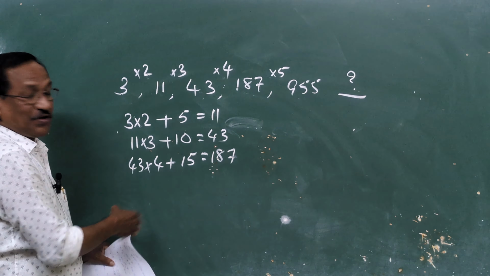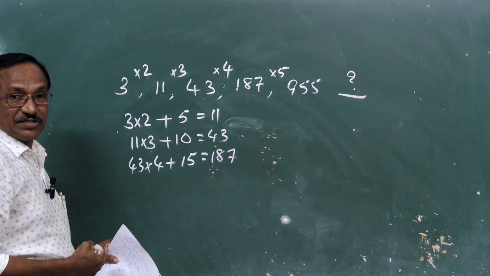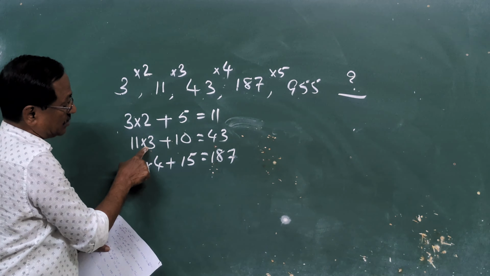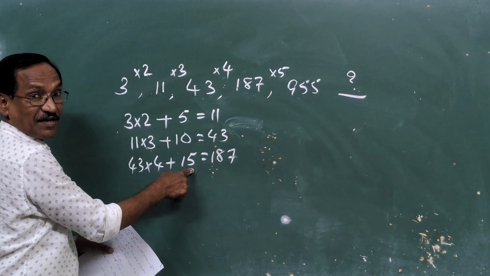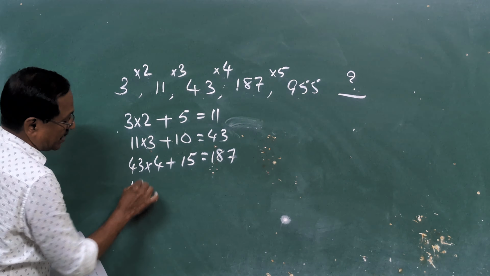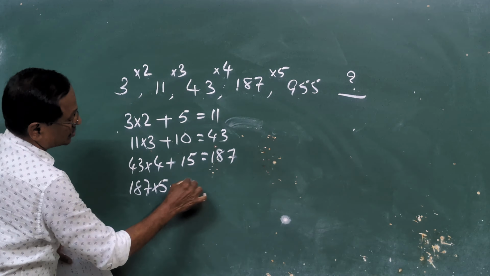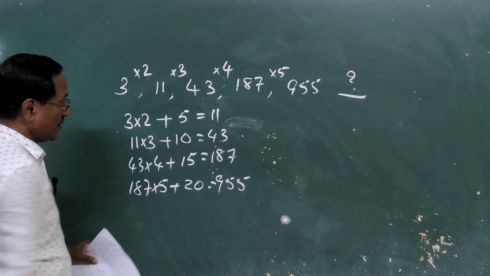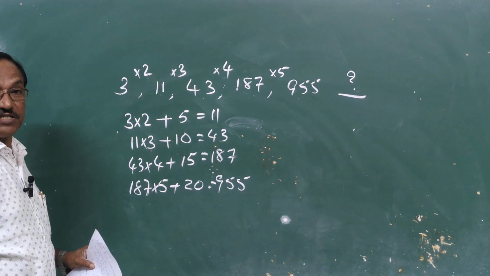So now you can see a pattern for the number sequence. Multiply by 2 plus 5, multiply by 3 plus 10, multiply by 4 plus 15. We got the pattern. So the next one will be 187 into 5 plus 20. It is 955.